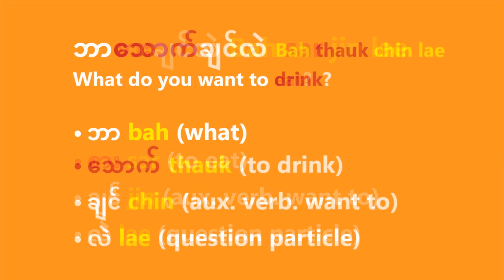The verb to drink is thauk. One more time. It's thauk. So if you want to ask someone, what do you want to drink? It's ba tau chin le. One more time. It's ba tau chin le.